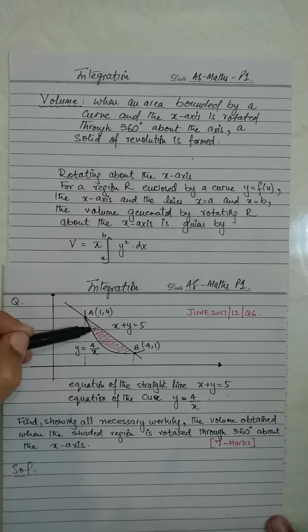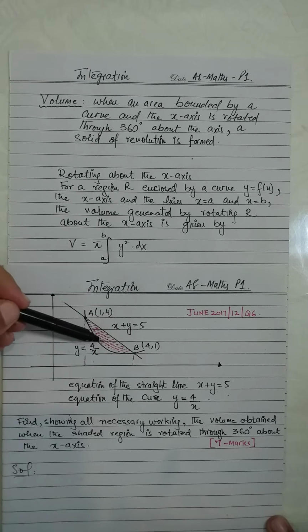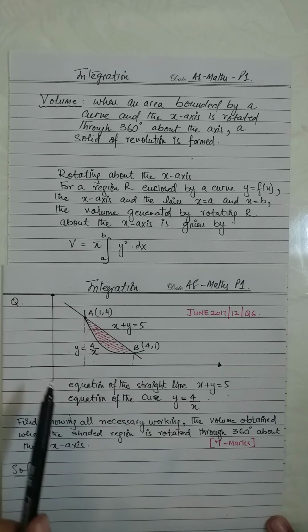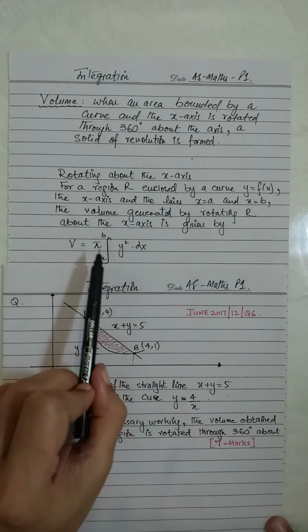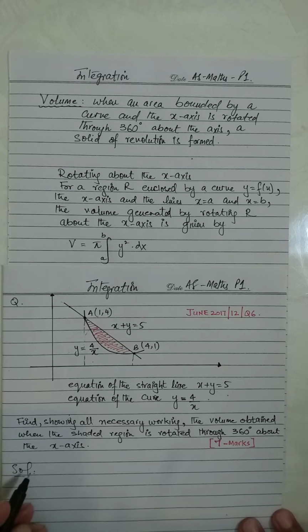Once I find this, all I need to do is, instead of finding the area, I will be squaring it and then applying the limits and multiplying by pi. So that's going to give me the volume if that area is rotated through 360 degrees about the x-axis. So the concept of the volume and area is the same. All I have to do is just apply the formula of volume, but the method is the same.